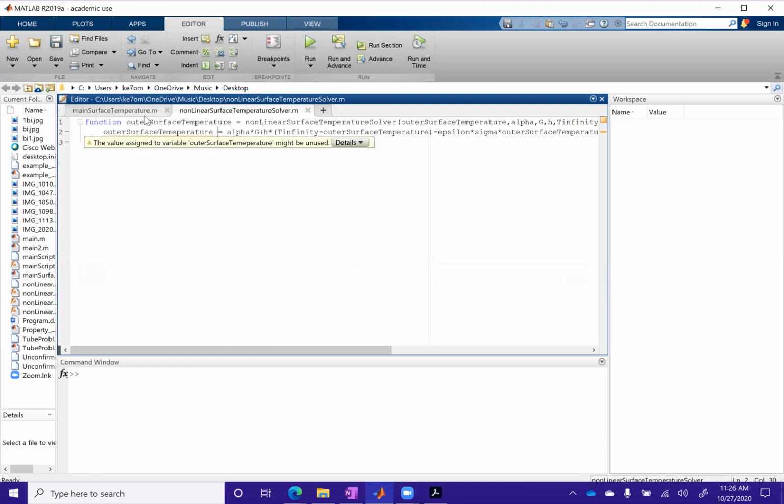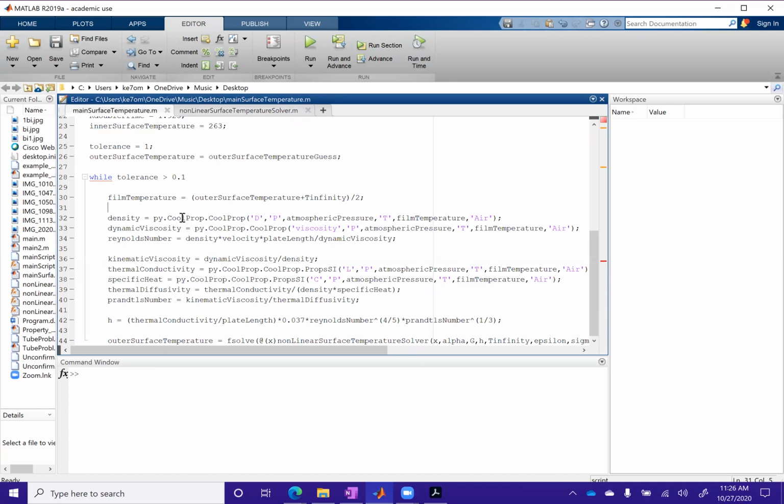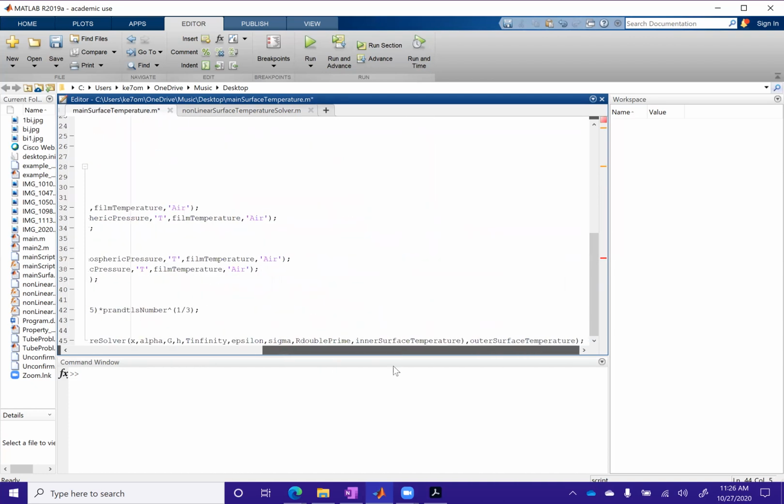Let's save that. Now there's something I haven't done yet. I've said my tolerance is greater than 0.1, and at the moment it's always greater than 0.1, so I need to make a reassignment here. So what I'm going to do is say T tolerance, and set that equal to the outer surface temperature before I reassign it, right? Because then I call outer surface temperature and I reassign, I make a new value for that, right?